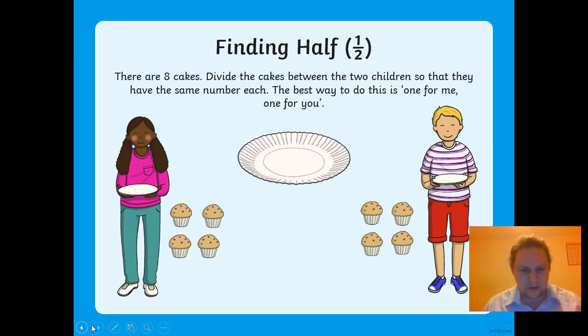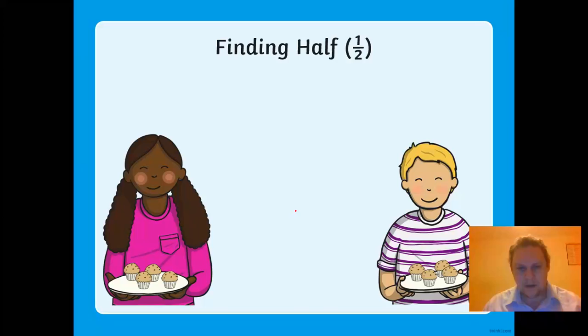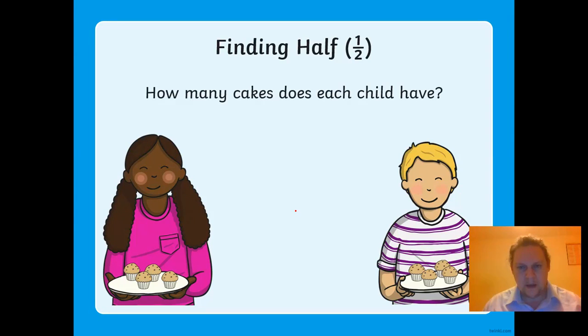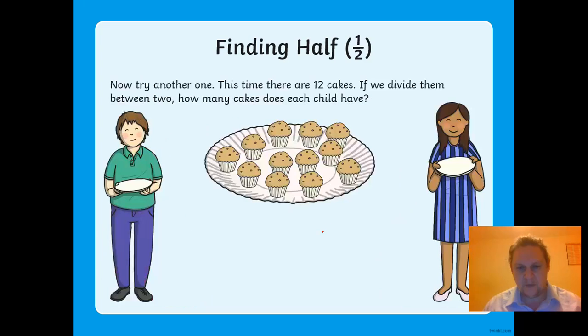Now we've got our 2 equal groups. Okay, and we know that half of 8 then is 4. How many cakes does each child have? Each child has 4 cakes, so half of 8 is 4. And we write that as half of 8 is 4.